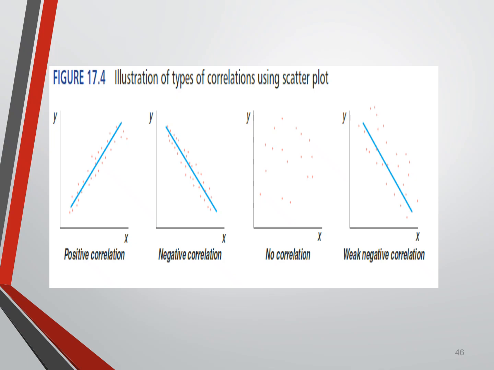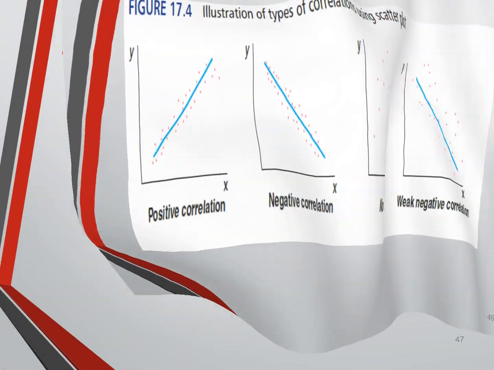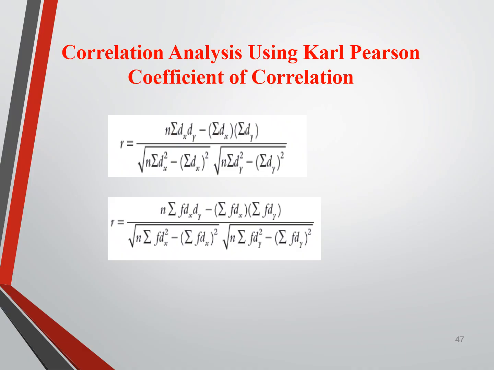Graphically, when we go to SPSS 31, it also indicates how positive, negative, no correlation and weak relationships have been established. Now I am just showing you, but not explaining, the correlation coefficient formula.